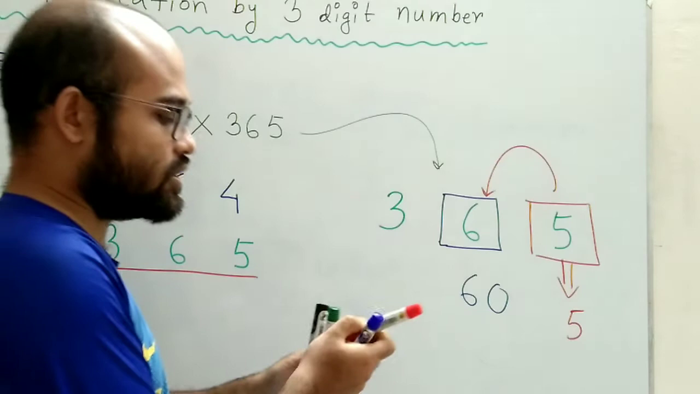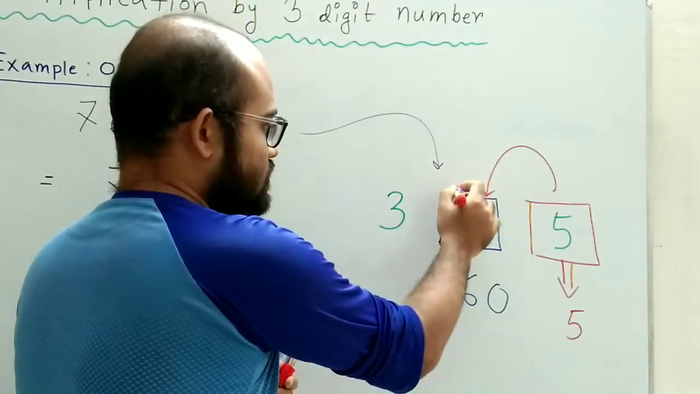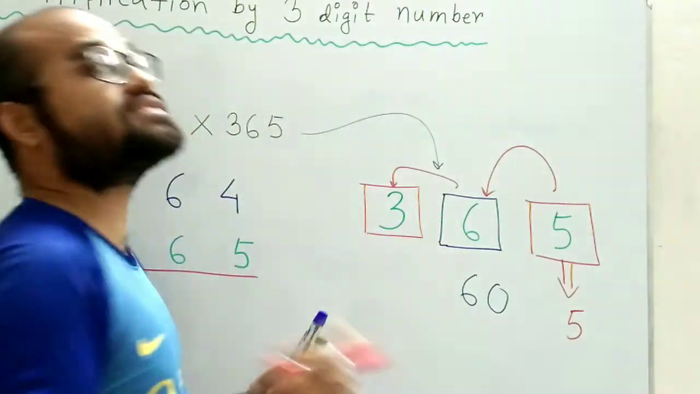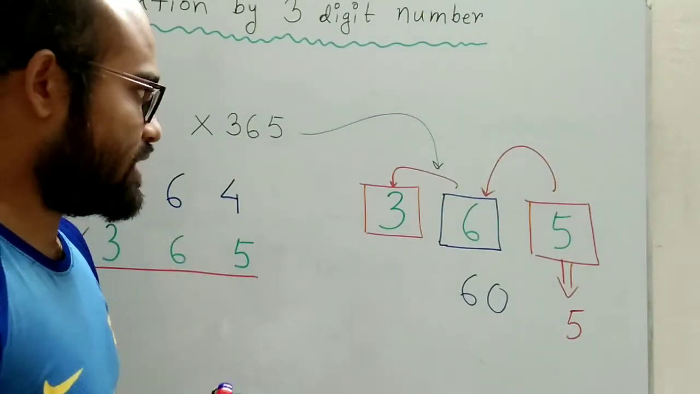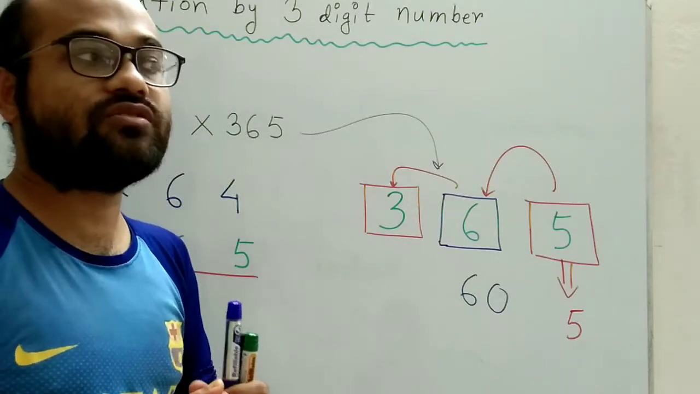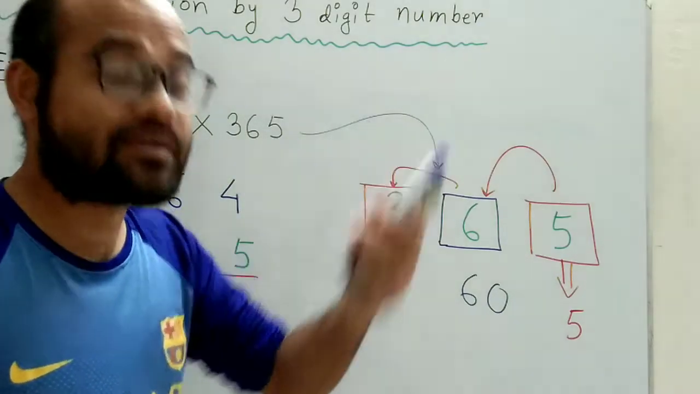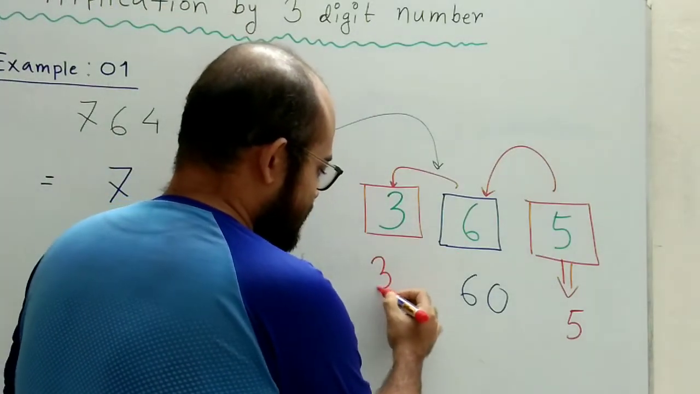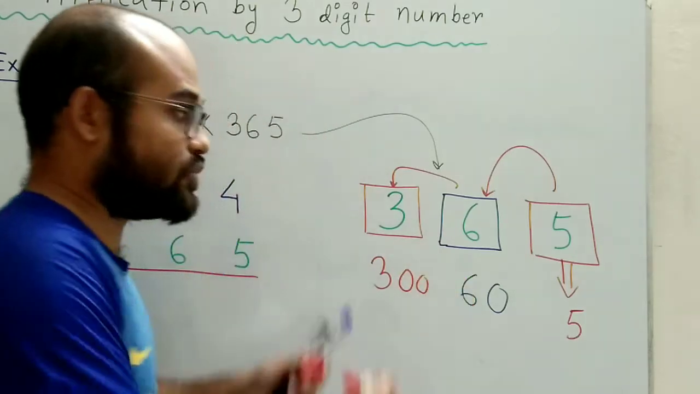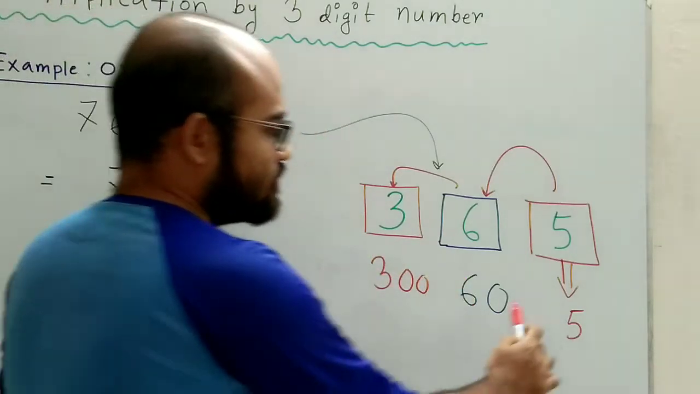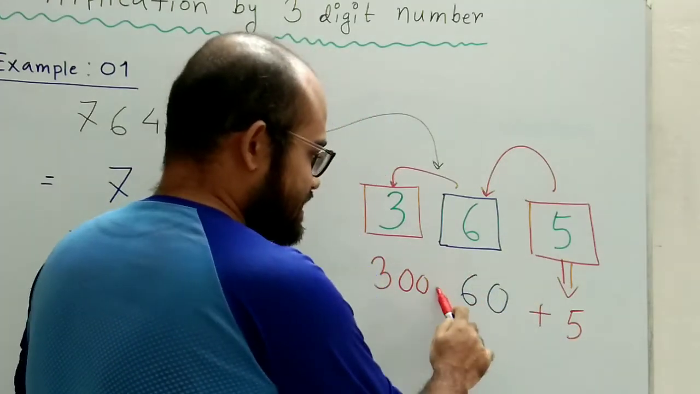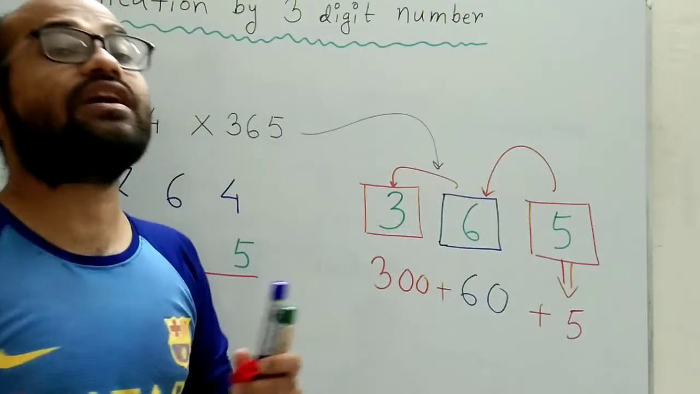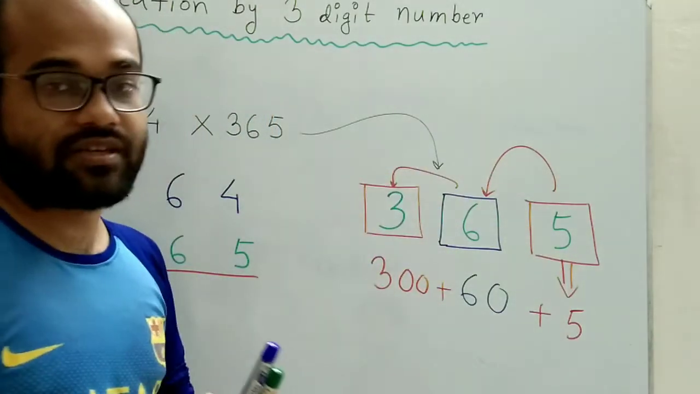Now finally hopping over to our last digit, what do I find? I find 3. Now this 3 is in the hundreds place. So this 3 actually represents a number which is 100 times itself. So 100 times 3 gives me how much? 300. So 365 is actually made up of 5, 60 and 300. 5, 60 and 300 together make up 365.